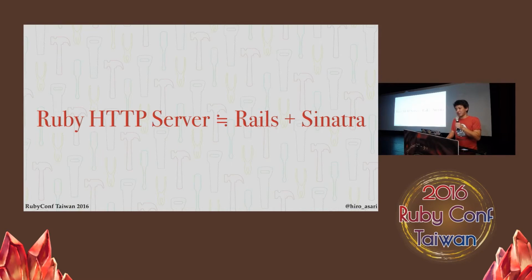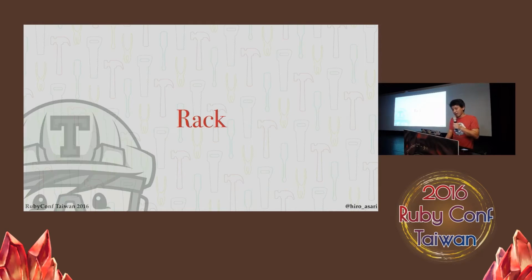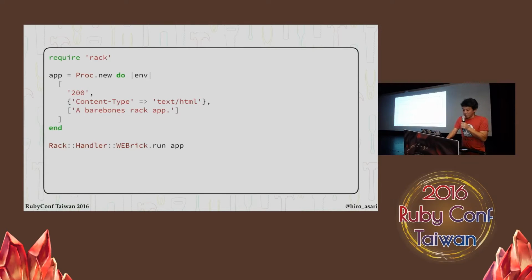Rails and Sinatra depend on Rack, and Rack is very simple and is very easy to understand. The server object gets an environment object, and it is going to return a triple of HTTP status, hash of HTTP headers, and a response object that responds to each.